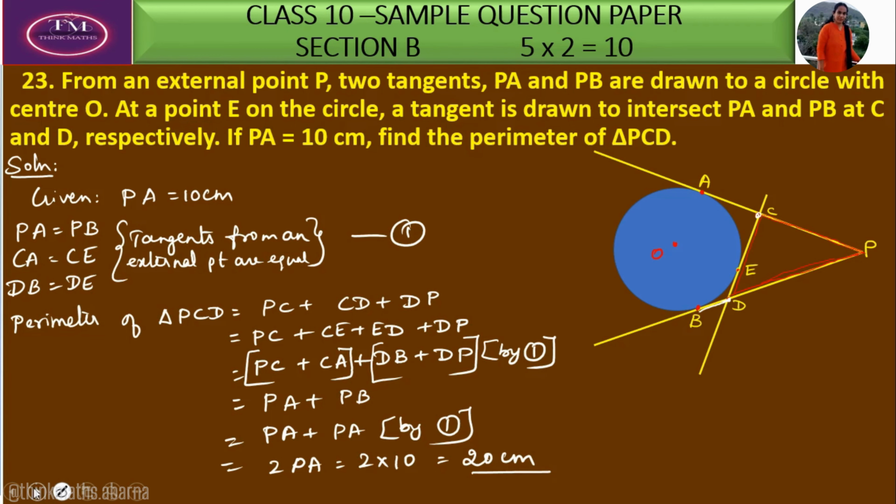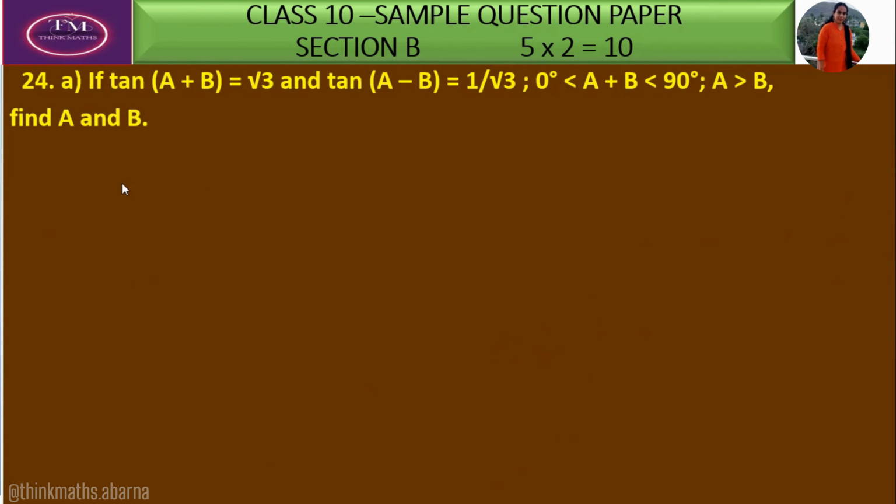So moving on to the next problem, the 24th one. What is given here? If tan(A plus B) is equal to root 3 and tan(A minus B) is equal to 1 by root 3, where A plus B lies between 0 and 90 and A is greater than B, we have to find A and B. So what is given here? Let me start the solution.